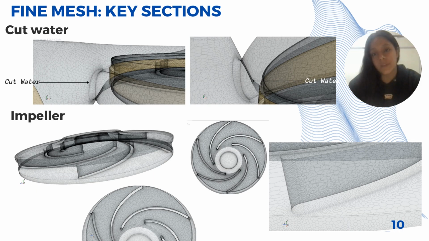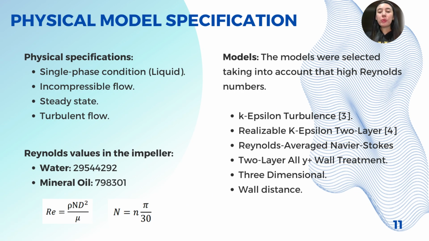And here we have some of the key sections of our fine mesh. We have the cutwater and the volute, and the impeller from different angles. The physical specifications that were implemented in this simulation were single-phase condition, incompressible flow, steady state, and turbulent flow.